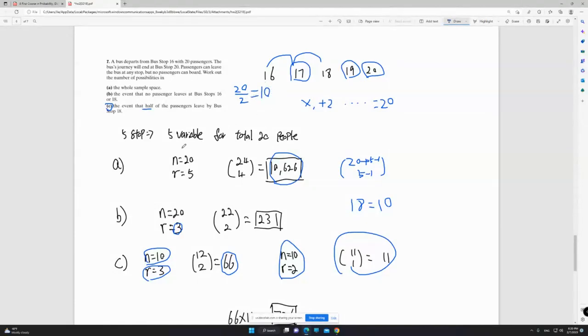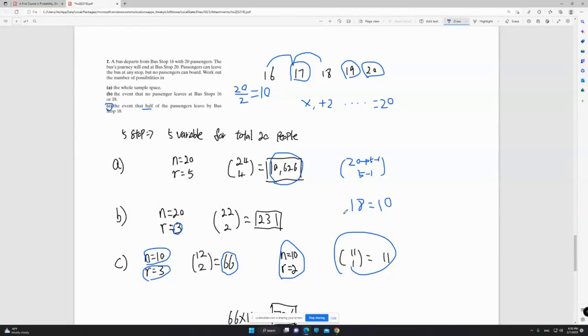Catherine, basically he divided it into 2 cases. So think about bus stop 18, right? By 18, half are left. So that means the first 3 variables: stop 16 we call x1, stop 17 we call x2, stop 18 we call x3, and x1 plus x2 plus x3 equals 10. So that's for those 10 people who left the bus. And the rest of the 10 may leave the bus at 19 and 20. So that's why r equals 2 now, but you still have 10 people on the bus. Does it make sense, Catherine?